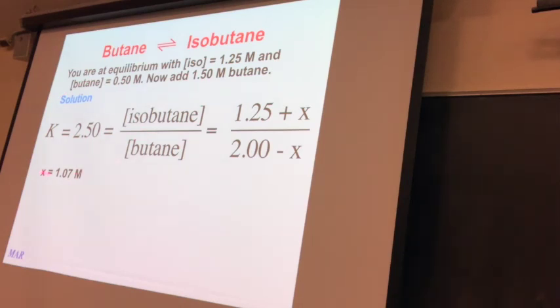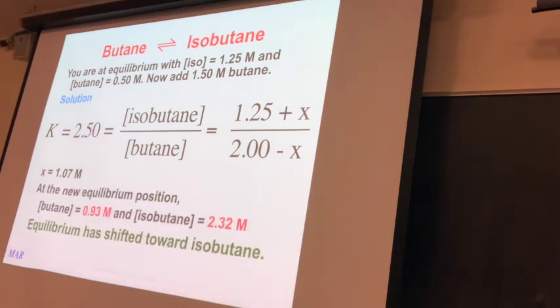So how you want to solve for X here, you would first multiply both sides by 2 minus X. So you'd have 2.50 times quantity, 2 minus X. You would then combine the values to get X of 1.07. If you have nothing else to do this weekend, and don't throw tomatoes at me, this would be a cool thing to practice to make sure that your algebra is up to speed, and if it's not, boy, you let me know. At this point then, if X is 1.07, then the butane will be 2 minus that number, 0.93. The isobutane, 1.25 plus this number to get 2.32. Equilibrium has shifted to the isobutane.